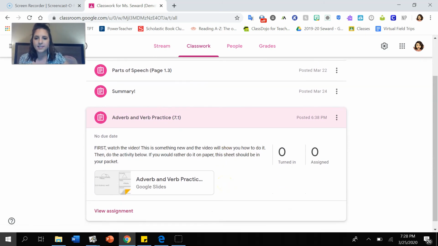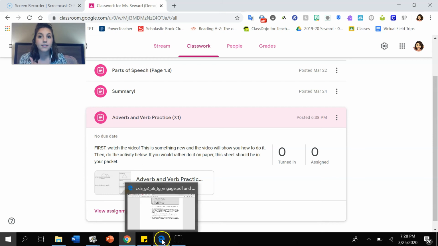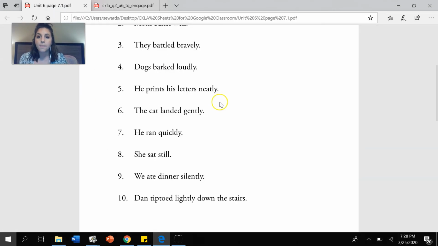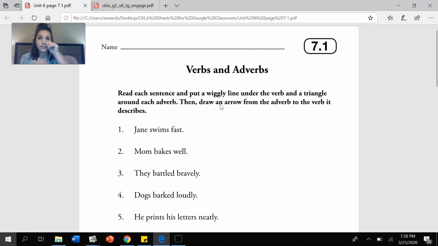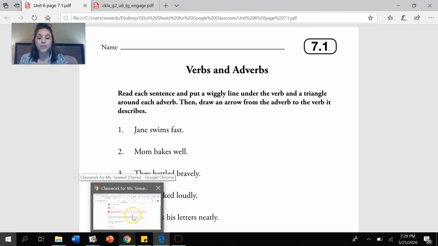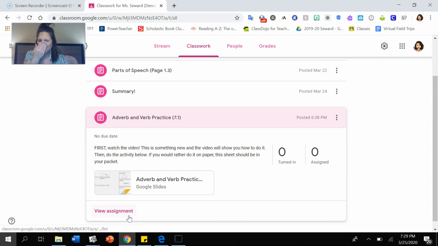Let's see what it says. First, watch the video. If you're hearing me say this, you're watching a video. This is something new, and the video will show you how to do it. Then do the activity below. If you would rather do this on paper, this sheet should be in your packet. I'll show you again. This is from the packet that your parents came and got last Tuesday after we were already out of school, not the one you took home. And it looks like this. It's 7.1, if you don't want to do it on the computer. But I'm hoping you'll like it on the computer. You guys did really good with turning in the summaries on the computer, so I think you can do this.